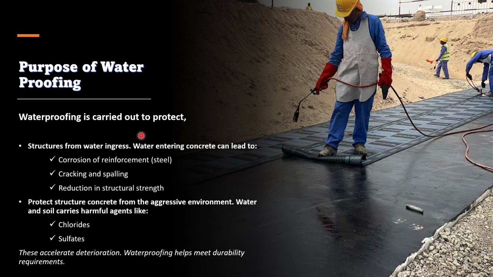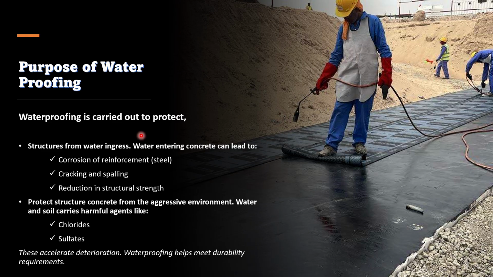So let's start with the waterproofing. What is waterproofing? Actually, the purpose of waterproofing is to protect the concrete from ingress of water, because when water ingress occurs, it corrodes the concrete, it cracks and spalls the concrete, and consequently it reduces the lifespan of the structure and increases the risk of collapse of the structure.